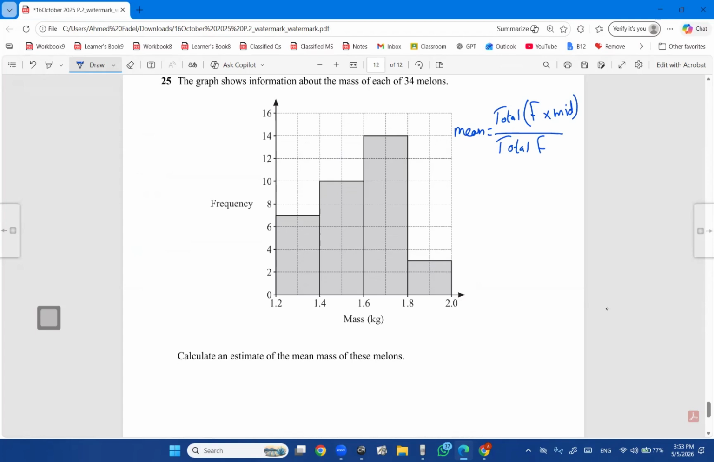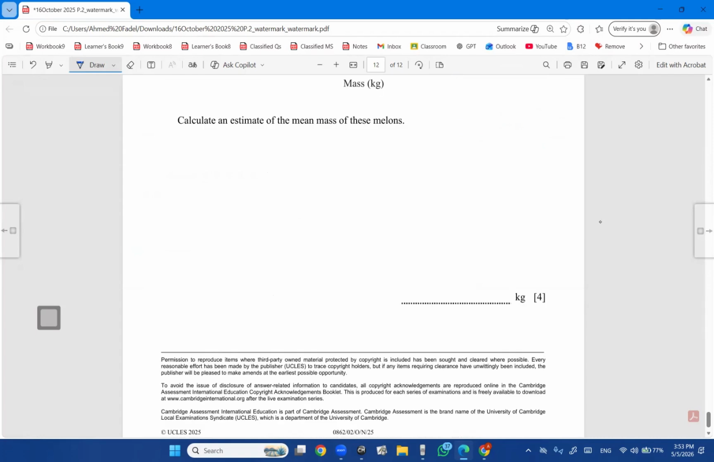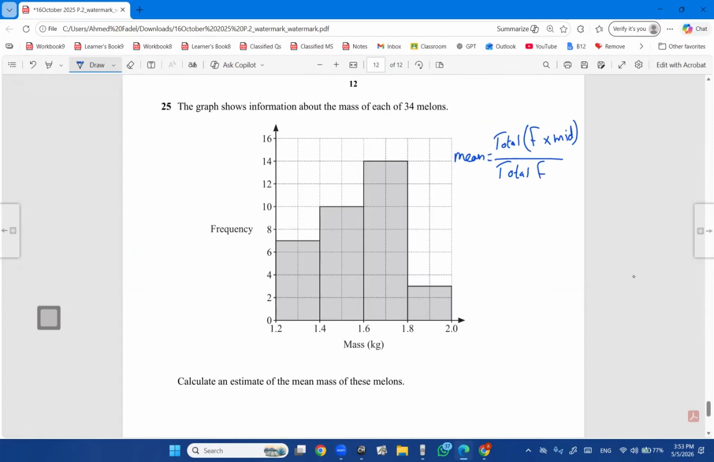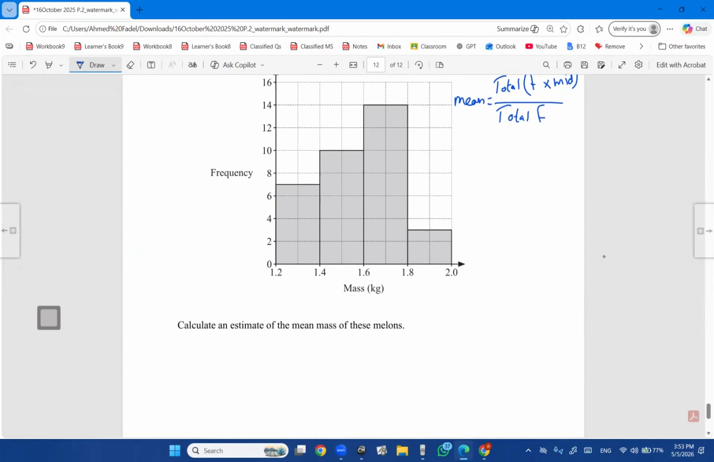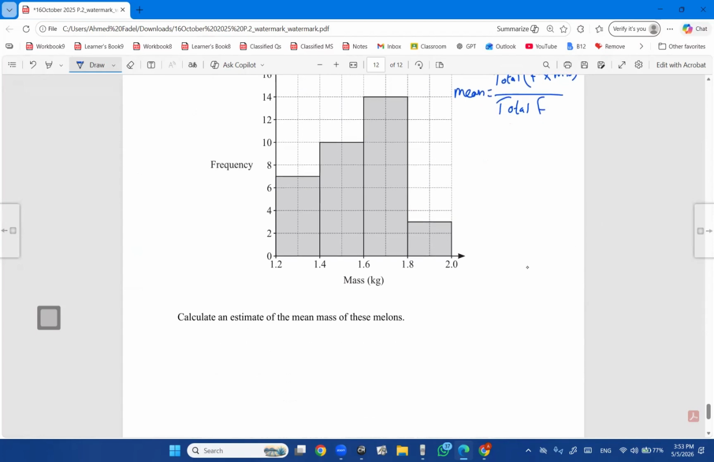I'm just using this space so that if I go down, you will not be able to see the question. On the paper, you have all this space to work it out. Actually, I'm going to need the space at the bottom. Here, for the total of frequency multiplied by midpoint, I'm going to say the estimation of the mean equals.